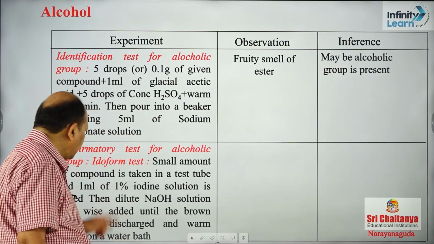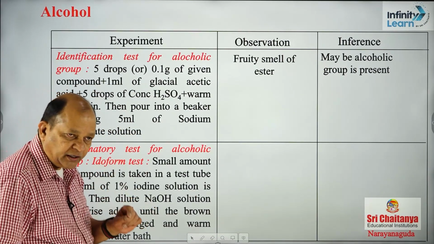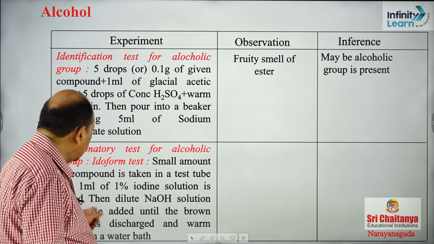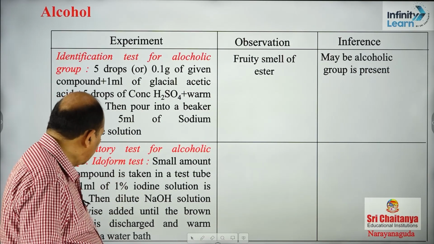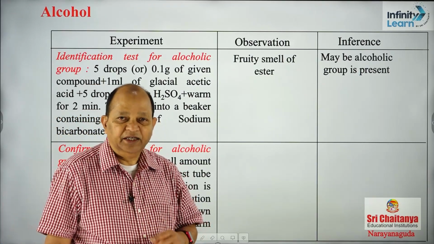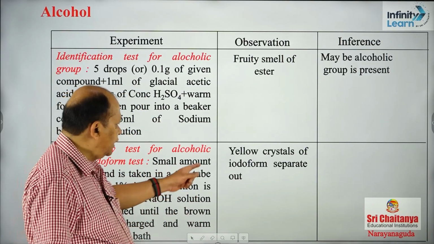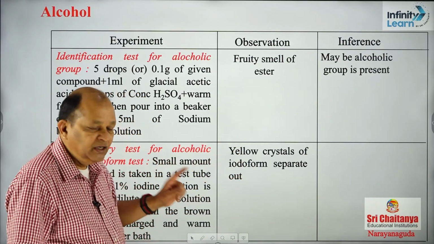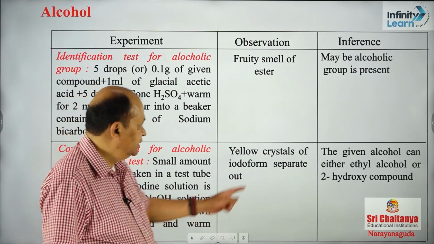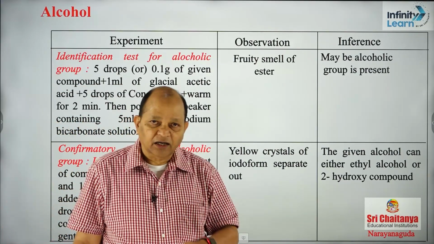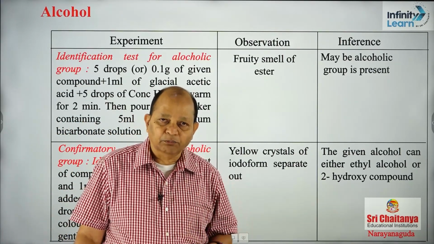Then for confirmation, a small amount of the organic compound is taken in a test tube. To that you add iodine solution and dilute sodium hydroxide, and this is heated slowly. Then the brown color of iodine will be discharged, and yellow crystals of iodoform start separating out. You can confirm that the given alcohol may be ethyl alcohol or a 2-hydroxy compound.